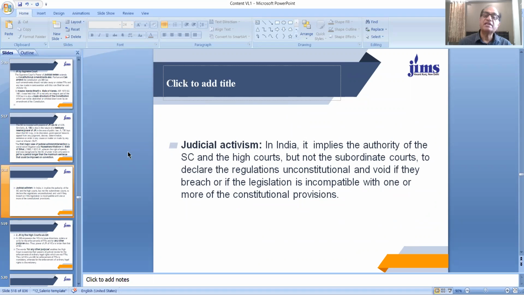Why is it called judicial activism? In India, it implies the authority of the Supreme Court and High Courts, but not the subordinate courts.